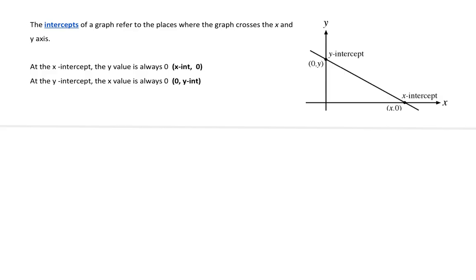So now we have some vocabulary here. The intercepts of a graph refer to the places where the graph crosses the x and the y axis. At the x-intercept, the y value is always 0. So your coordinate is always going to be some number, and the y value is 0. The y-intercept, the x value is always 0. So you're always going to have 0 for x, and then the y value is going to be some number. You can see them written as coordinates right there.